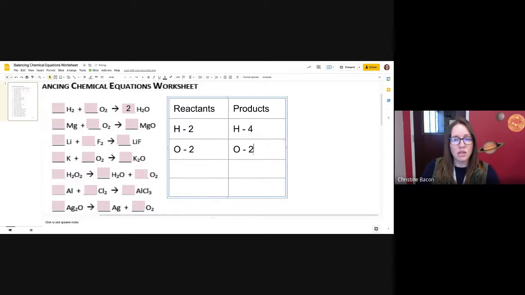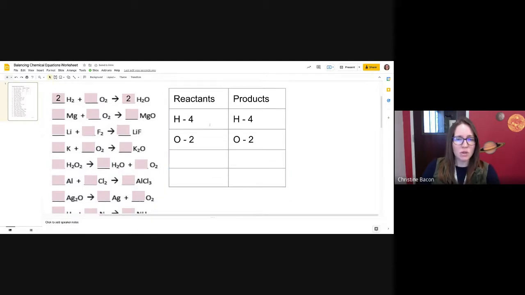That's all well and good. My oxygens are balanced now, but my hydrogens are not. I have 2 more hydrogens in my products than I do in my reactants. Because I don't want to mess with the oxygens anymore, we can add a coefficient on the reactant side. All we need to do is add 2 more hydrogens, and I can do that by multiplying this molecule by 2, because it already has 2 hydrogen atoms in it. I multiply this coefficient by the subscript, and that gives me 4 hydrogen atoms.